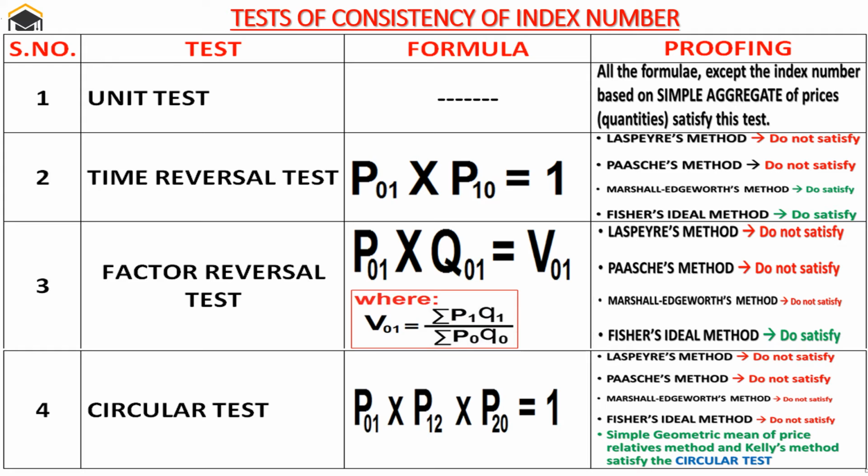The circular test, as discussed, has circular periods such as 0 to 1, 1 to 2, 2 to 0. So we have all these price indices. If I take the product of these, I should get unity, that is equal to 1. So who is going to satisfy? Laspeyres is not going to satisfy, Paasche is not going to satisfy, Marshall is also not going to satisfy, Fisher is also not going to satisfy. Only the simple geometric mean of price relatives method and Kelly's method are going to satisfy the circular test. So this is all about our tests of consistency of index numbers.